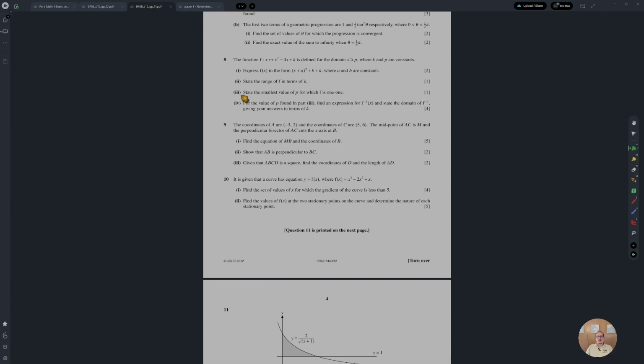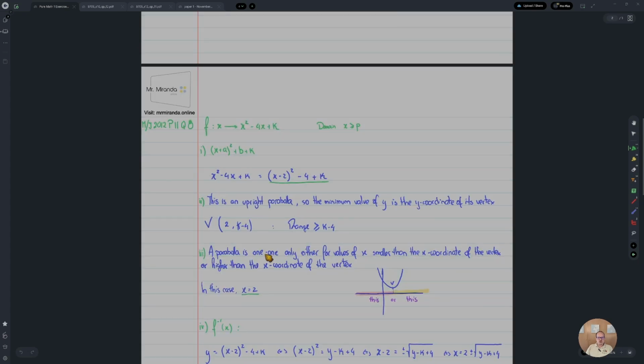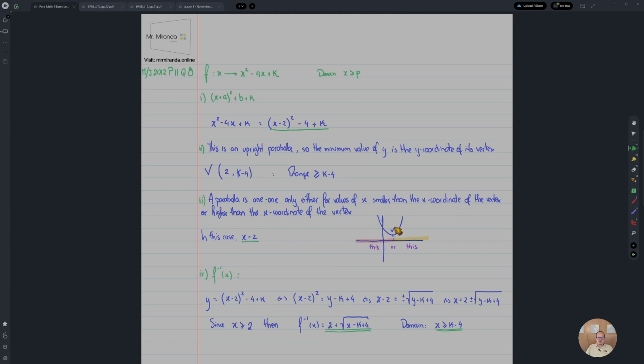State the smallest value of p for which f is 1-1. We already answered this in the previous question. The smallest value of p for which f is 1-1 is going to be this one. This is what you have. So the parabola is something like this. It's a 1-1 function only either for values of x that are smaller than the x-coordinate of the vertex or bigger than the x-coordinate of the vertex. All right? It's only going to be 1-1 for this part or for that part.